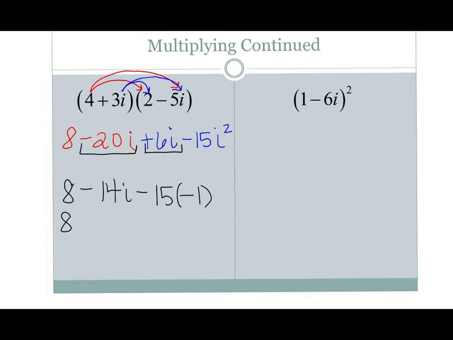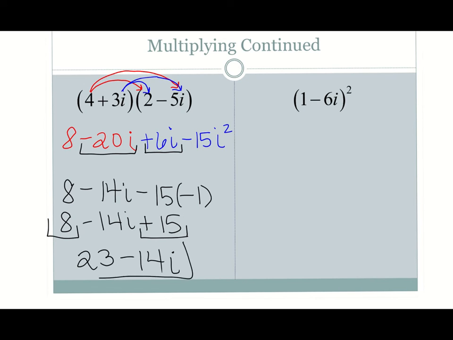So I have 8 minus 14i. -15 times -1 is a positive 15. And my two numbers can get combined, so I have 8 plus 15, which is going to give me 23, minus 14i as my final answer, multiplying out these two binomials. So I take my first term and distribute it in, my second term distribute it in, and then simplify. The biggest thing to remember is i squared equals -1.